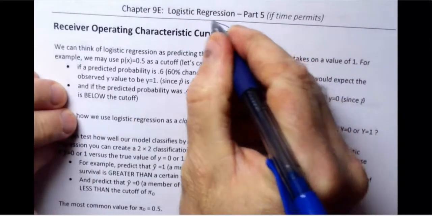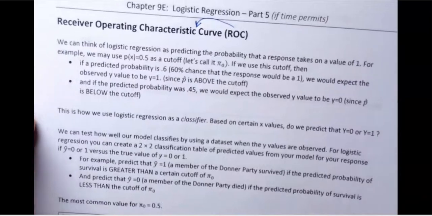The ROC should actually go here. It's receiver operating characteristic curves.